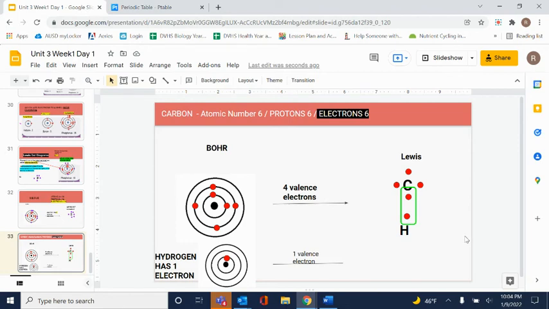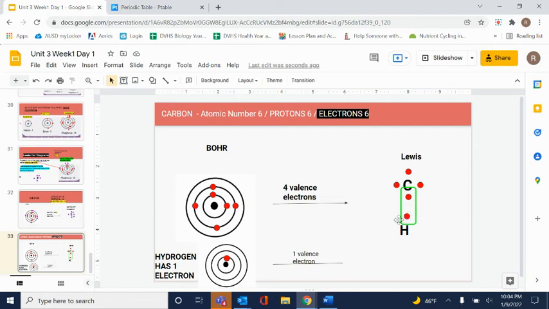This can turn into sugar. This can turn into different types of things. It can turn into glucose, which is sugar. It can turn into fructose. It could turn into a bunch of different types of molecules when they share electrons or when they borrow electrons. We'll learn more about that at a later lesson.